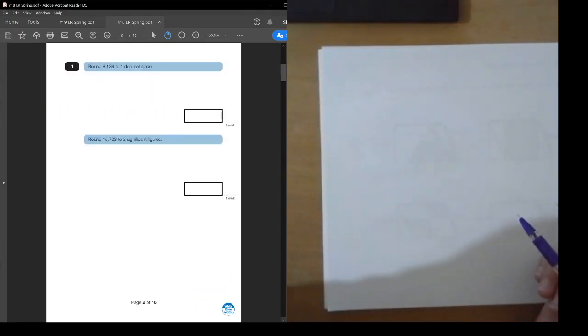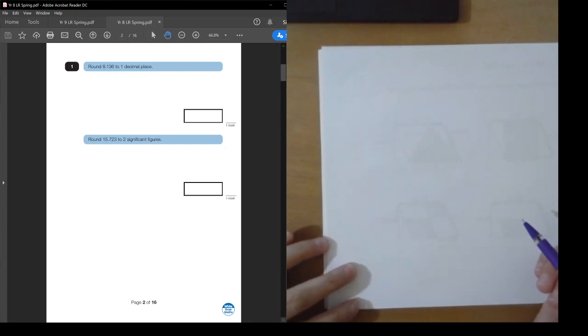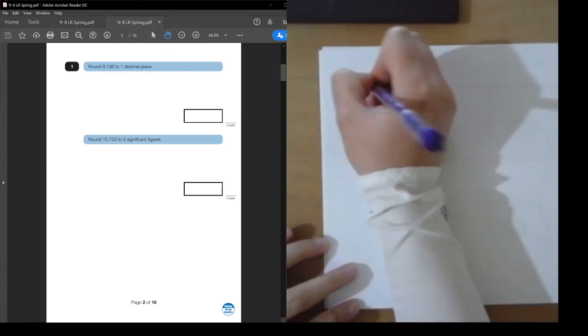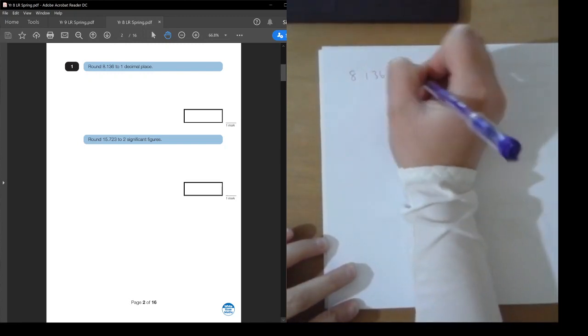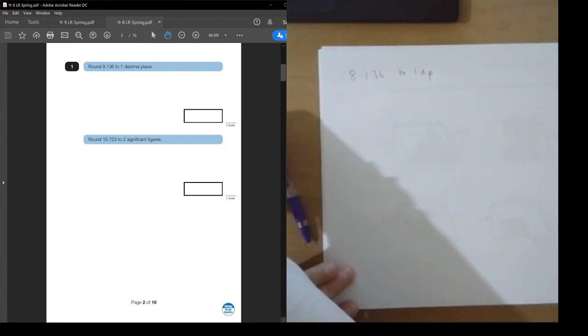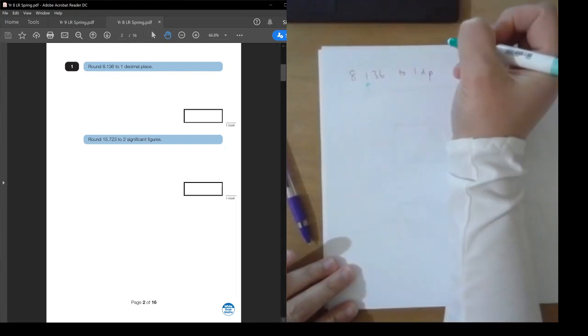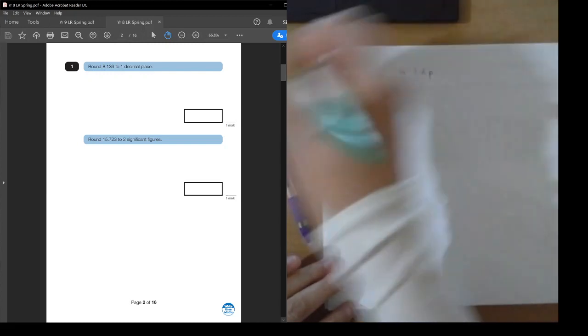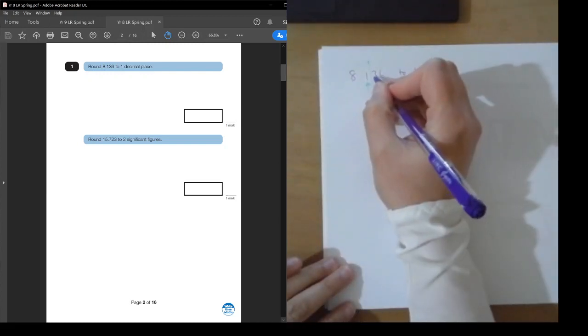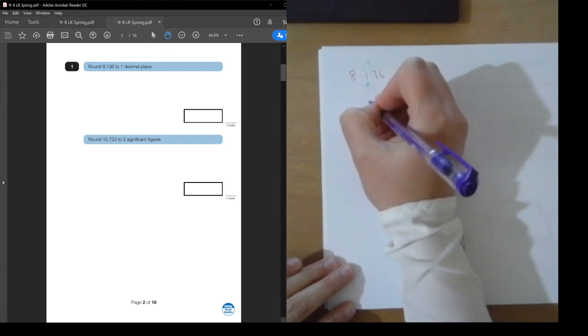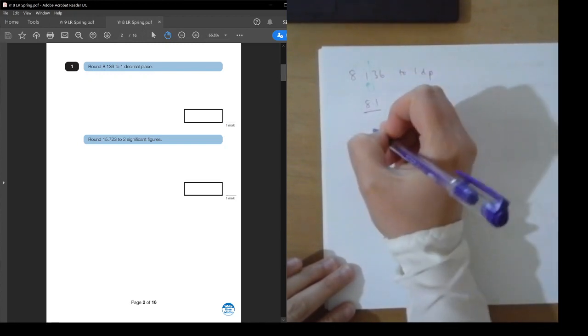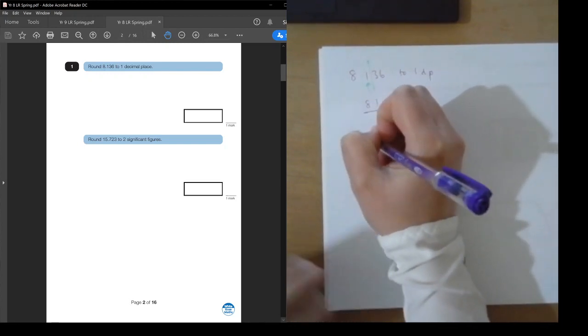Okay, so it says round 8.136 to 1 decimal place, so 8.136 to 1 dp. That's my first decimal place. They've only asked for 1 dp, so I'm just going to stick a line there. 3 does not make the 1 go up, so my answer is 8.1. Nice and easy.